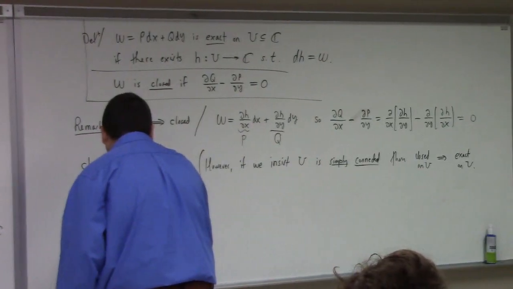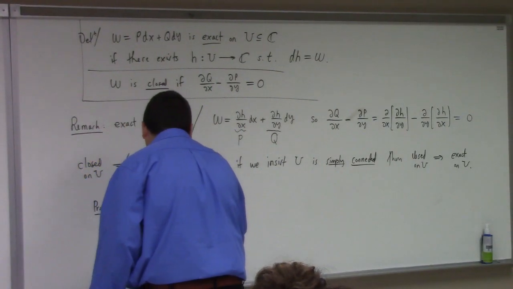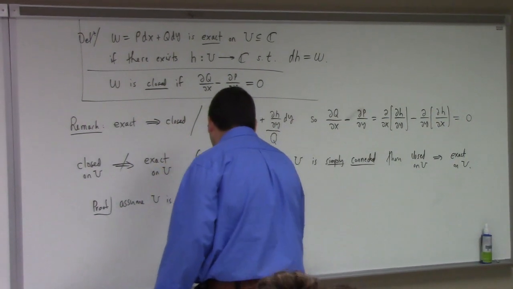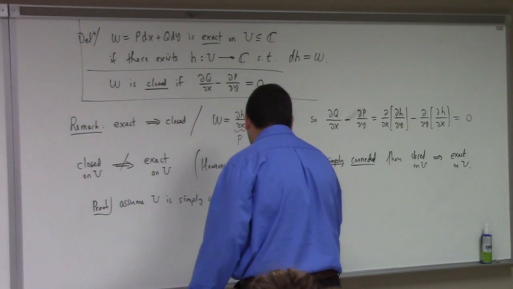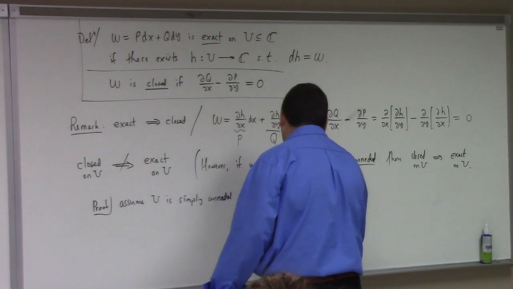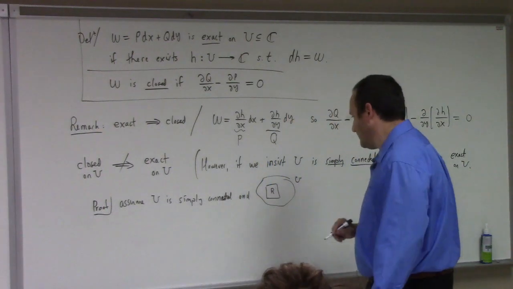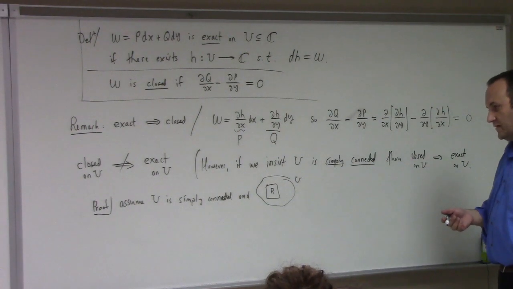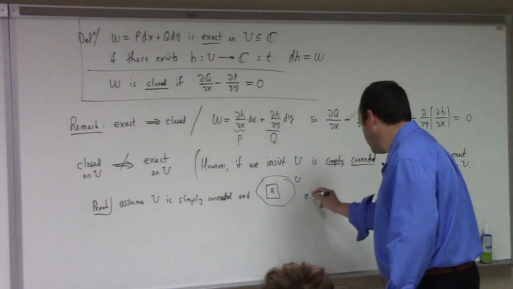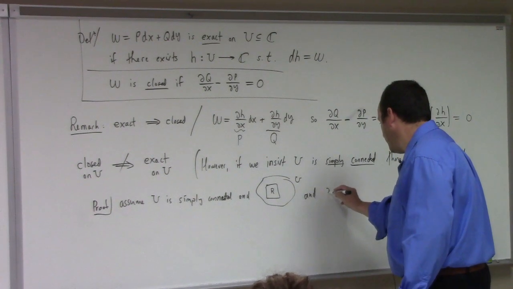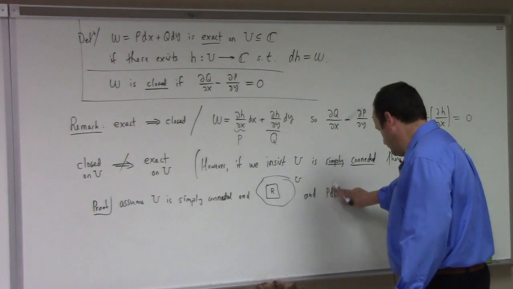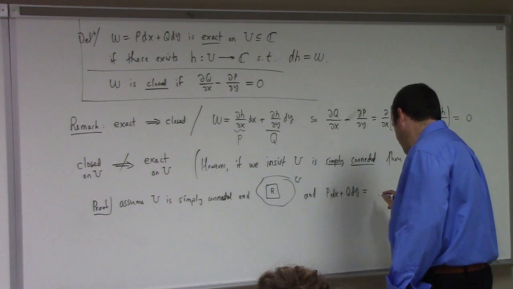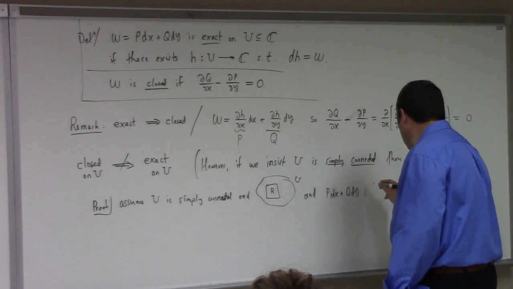So we're going to assume U is simply connected. And we'll let R be some region inside U. R is like a rectangle inside U. We can do that since it's simply connected. And we also want the form P dx plus Q dy to be closed.